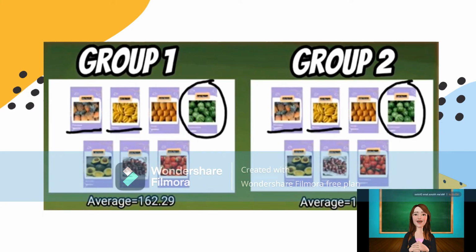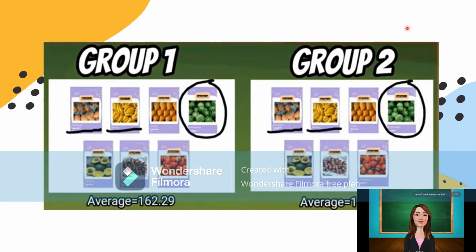Do group 1 and group 2 have the same answer? Yes, very good. Group 1 and group 2 have the same answer. What exactly did we do in our activity? We arranged the prices in ascending order from lowest to greatest. So we have here 60, 60, 100, 120, 130, 200, and 480.